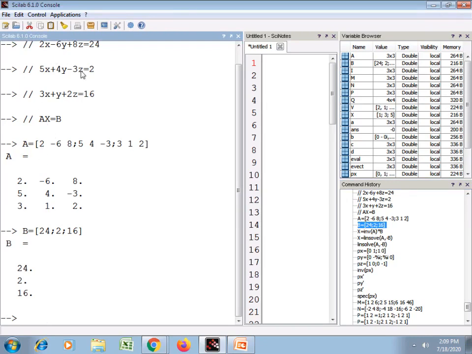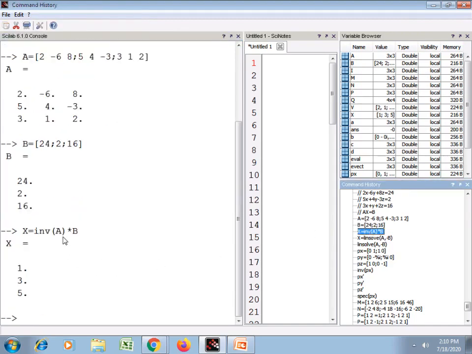As we have written this linear equation in the form of matrix A into matrix X is equal to matrix B. So now suppose we want to get the value of matrix X. So we write X equal to inverse of A into B. Okay, so this will give you the values of column matrix X which have the elements x, y and z.